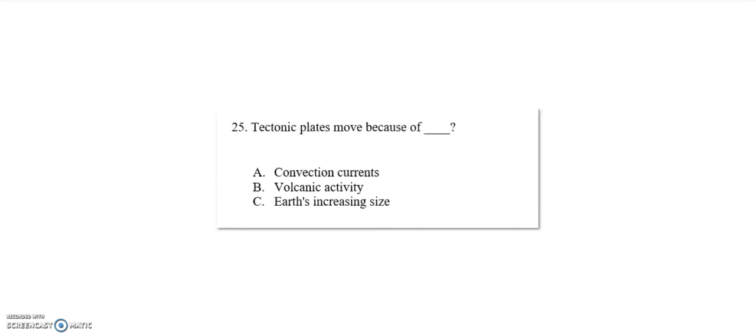Number 25. Tectonic plates move because of A, convection currents, B, volcanic activity, or C, Earth's increasing size.